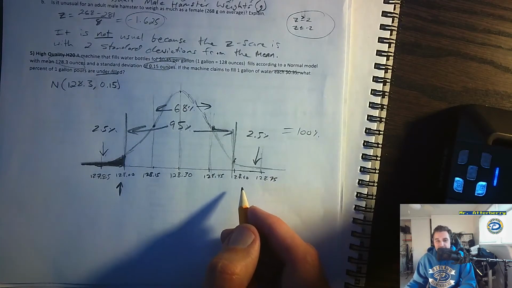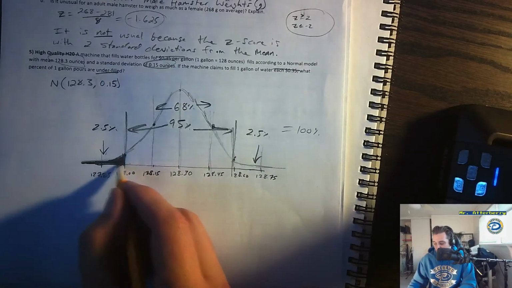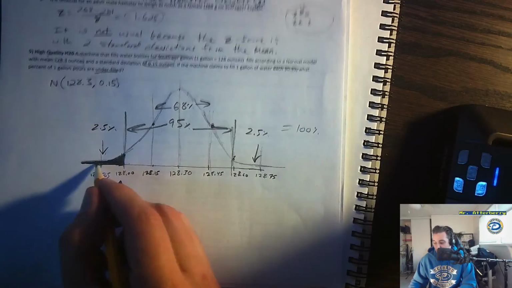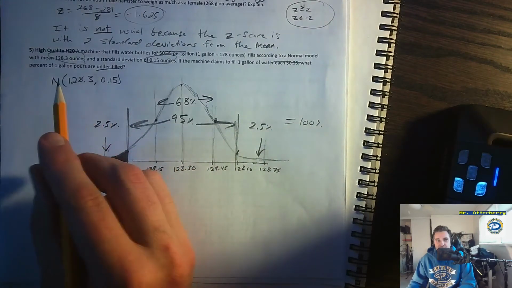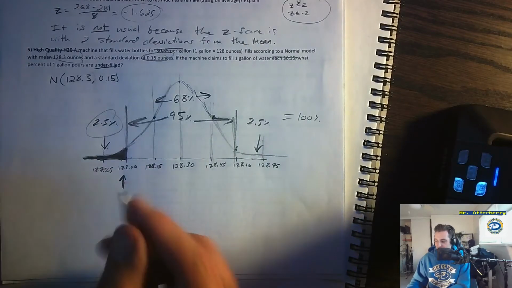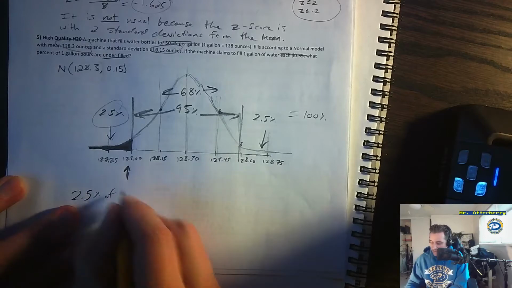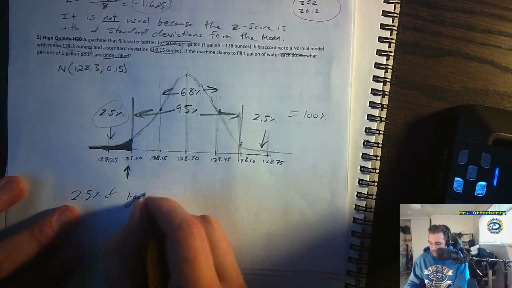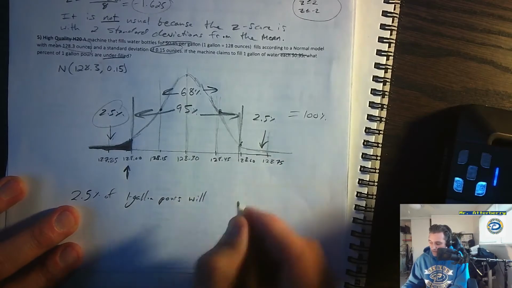Okay, so a few different ways you can do this. This is the basic way to do it, especially if it falls right on a line. It's really easy. So we're going to estimate the percent of 1 gallon pours that are underfilled will be that 2.5 right there. So I'd say 2.5%.